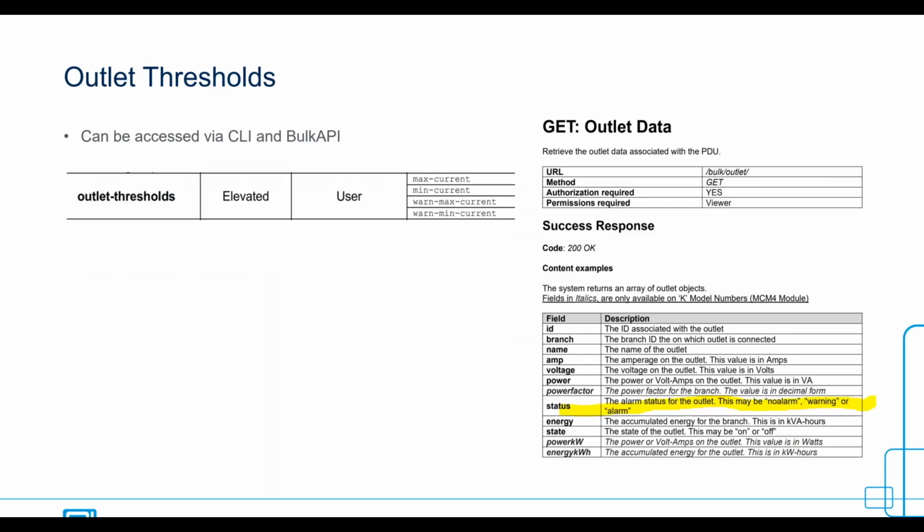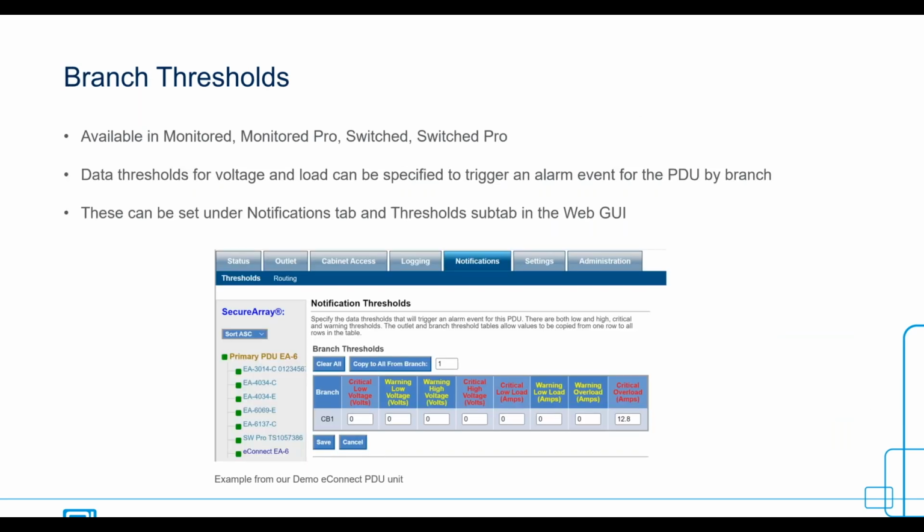Similar to this, you can set up your outlet thresholds via CLI and bulk API. Here are some examples of how that would look. From a CLI perspective, let's say you want to set up maximum or minimum current, or you want to set up a warning, there are commands available for that. And from a bulk API perspective, you can have access to the alarm status of the outlet. So it can show no alarm, a warning, or an alarm status.